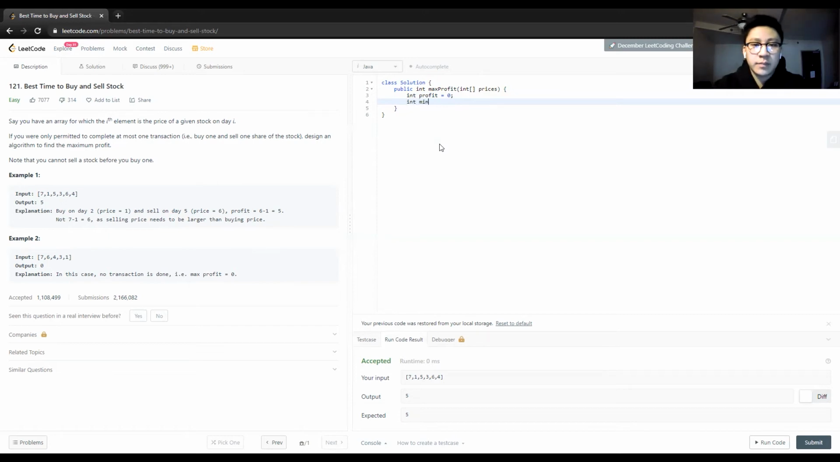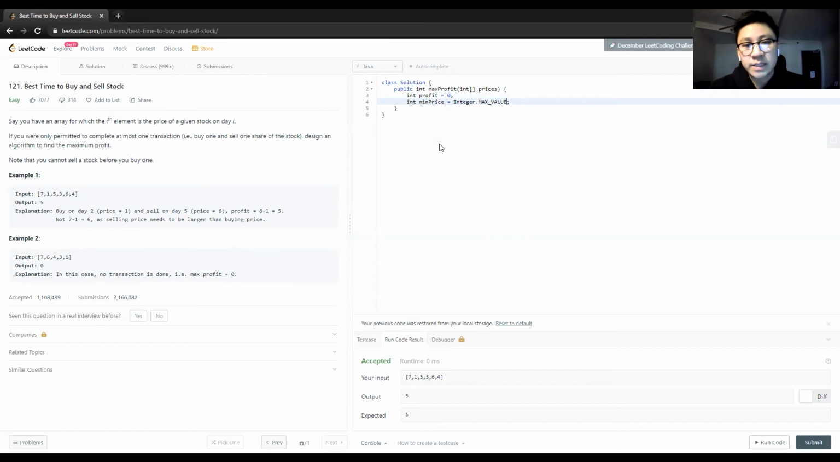And then we're going to have min price equal to Integer.MAX_VALUE. The reason we set it to Integer.MAX_VALUE is that we want to make sure that no matter what element we see in prices, it's going to be less than or equal to what we initialize it to be.